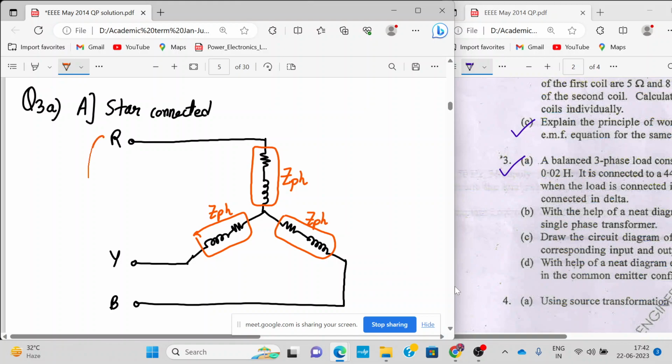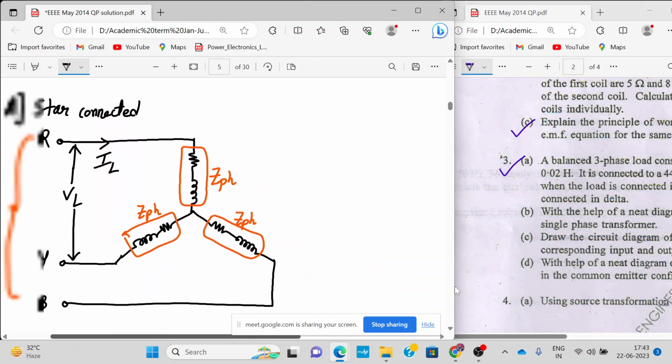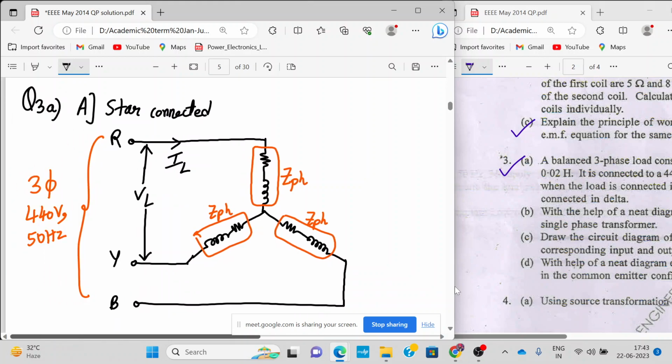And we have a three-phase supply over here. So we have a three-phase supply of 440 volt, 50 hertz. Okay, the current is flowing, the load current. We know in a star connected load the line current and the phase current are the same. So this is your line current, and the line current and the phase current are the same. This is my line voltage VL, and we have to find the active power consumed in a star network and reactive power consumed in the delta network.